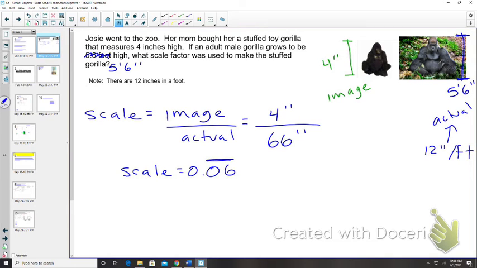So what scale factor was used to make the stuffed gorilla? It is getting much, much smaller, right? So how do we turn this into a ratio or a fraction? Use the math button, and what does it tell us? 2/33.